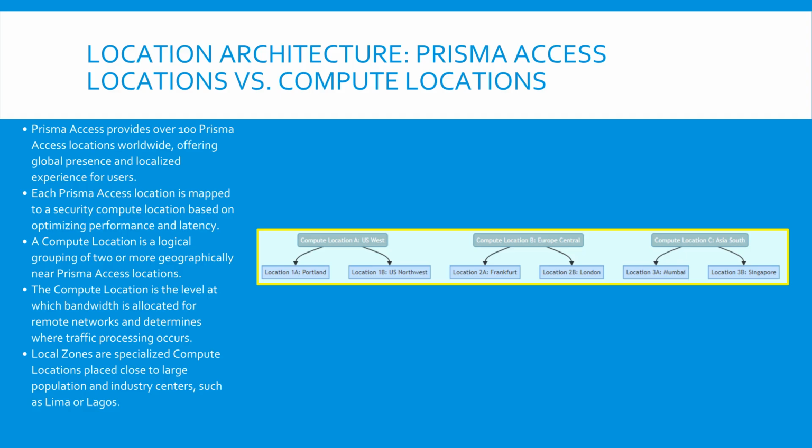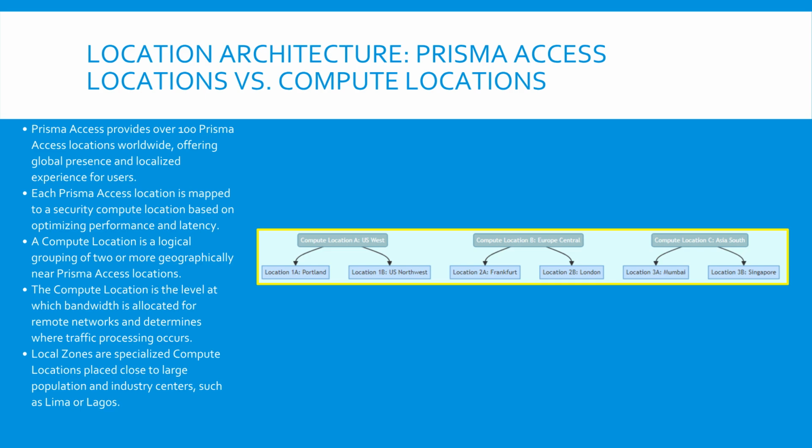Local zones are a special type of compute location, placing computing services close to large population and industry centers, such as Lima, Peru, or Lagos, Nigeria. What did we learn? Prisma Access locations are grouped into compute locations for optimized performance, latency, and efficient bandwidth management.